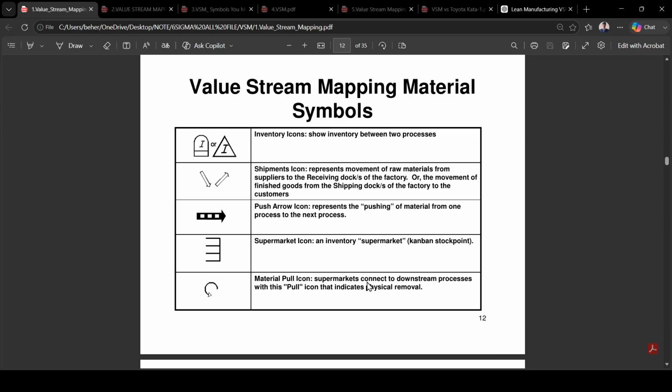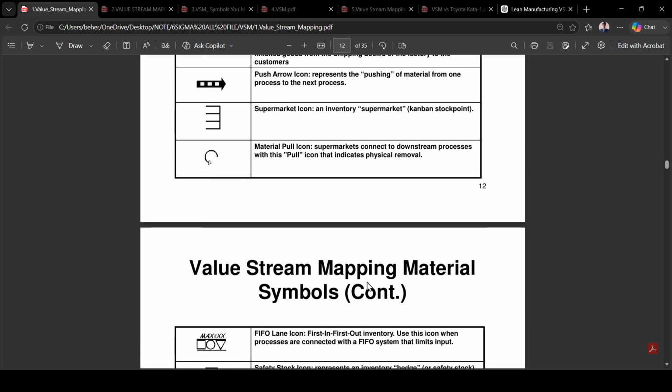Then the shipment icon represents movement of raw materials from the supplier to the receiving dock of the factory, or the movement of finished goods from the shipping dock of the factory to the customer. Then a push arrow icon represents the pushing of material from one process to the next process. And the supermarket icon, an inventory supermarket or Kanban stock point. And this is the material pull icon. The supermarket connects to the downstream process with the pull icon.